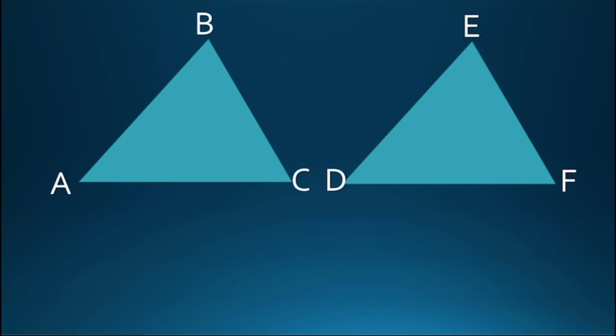We can say that triangle ABC is congruent to triangle DEF because the corresponding sides and the corresponding angles of the two triangles have equal measurements.